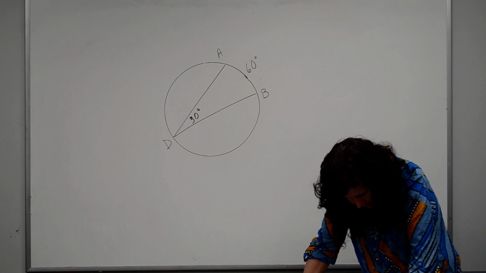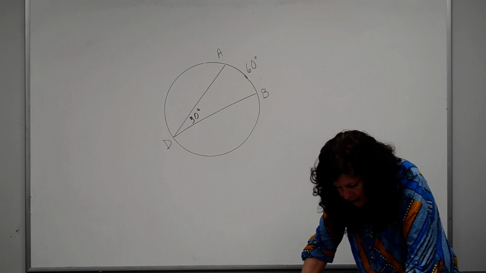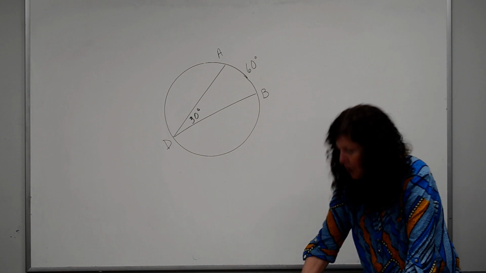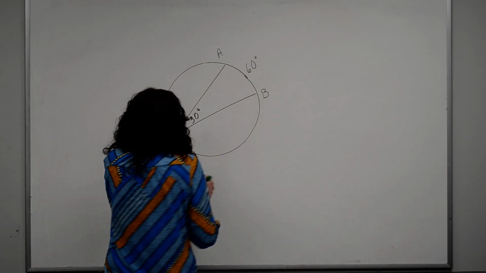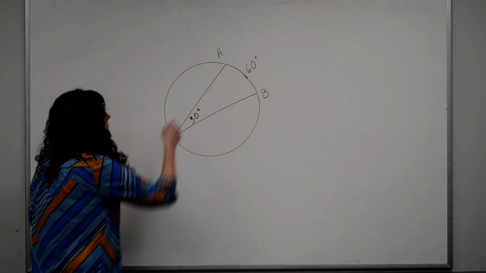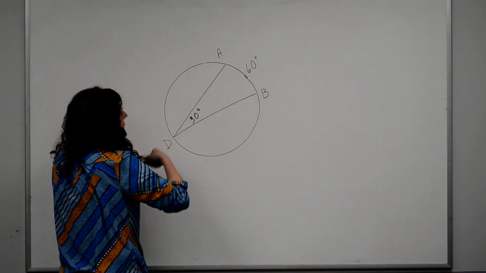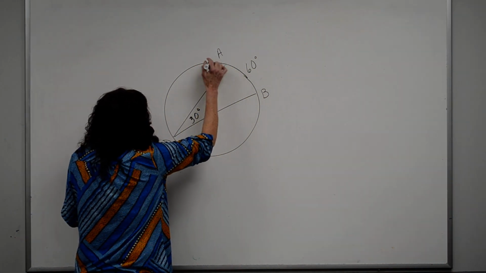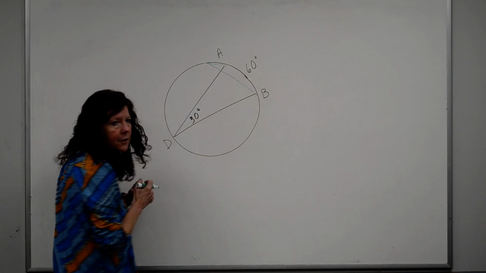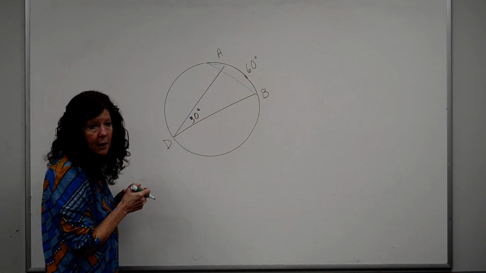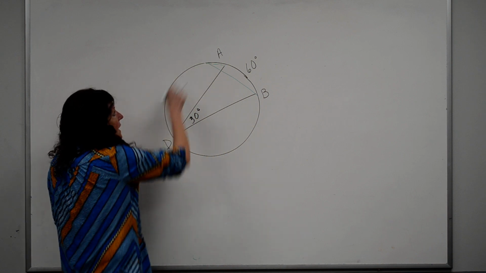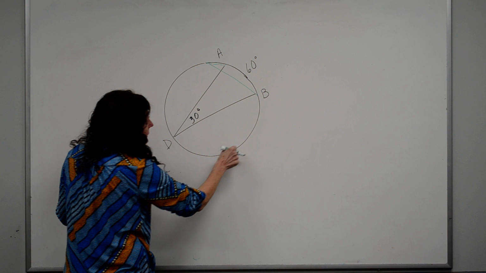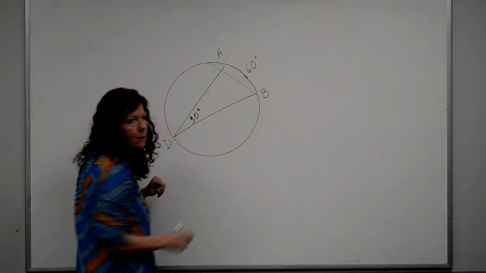What is the probability that the measurement of angle ADB equals 30? Now, if I shifted this anywhere, I could even put it right here. And if I put D right there, it's going to equal 30, right? So anywhere around here, D is going to equal 30.